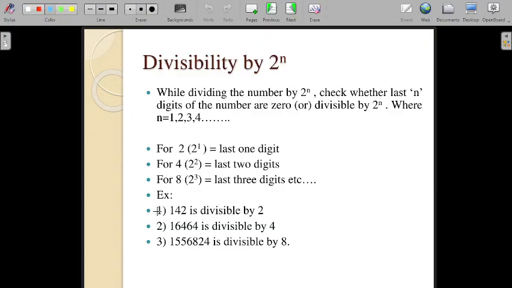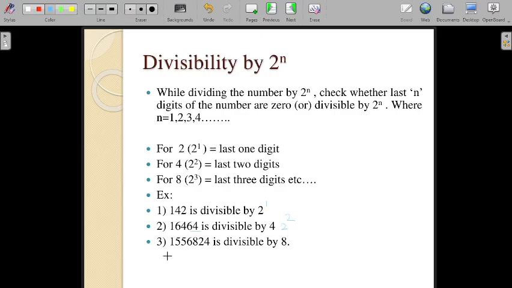For example, here the example is 142. We need to check whether it is divisible by 2 or not. Since 2 means 2 power 1, n equals 1, so only the last one digit should be taken. Secondly, in the second example, it should be divisible by 4. 4 means 2 square, here n equals 2, which means we need to check the last two digits of the number, that means 64.